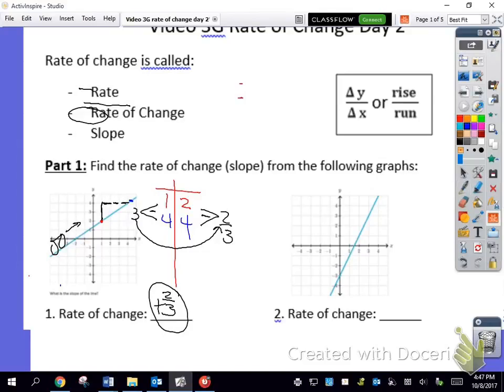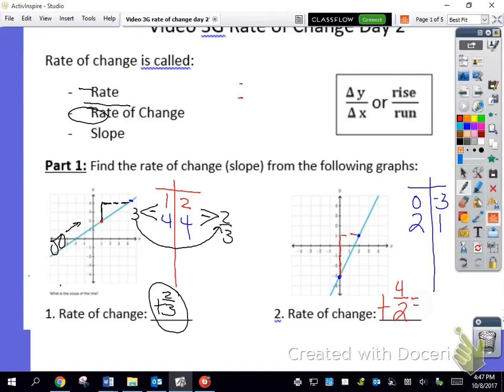On the second one, set up your t-chart. Let's find our 2 points. Now I want where it touches exactly where the lines intersect. So 0, negative 3 is a good point, and another good point is 2, 1. If I look at it, it is increasing, so it's positive. I'm going up 1, 2, 3, 4. So I'm going up 4, and I'm going over 2.